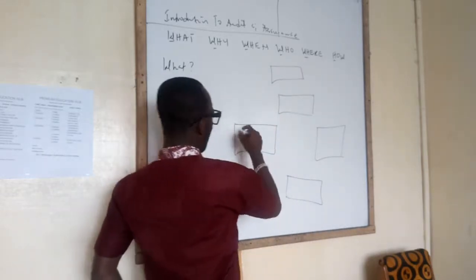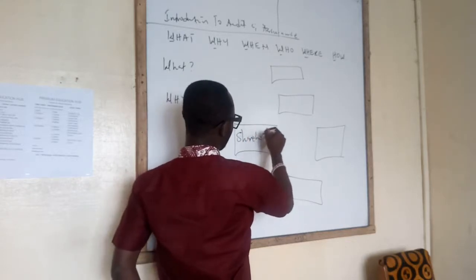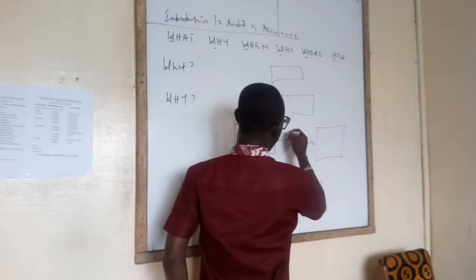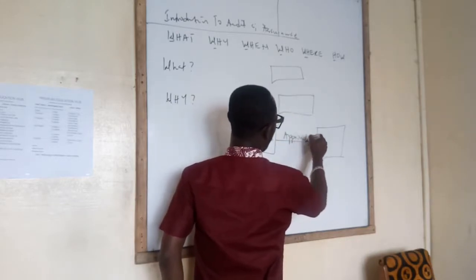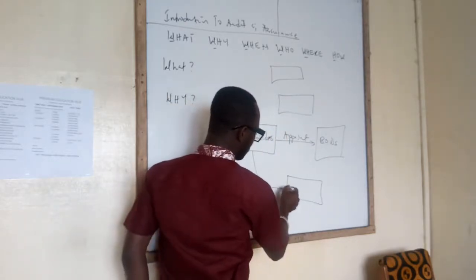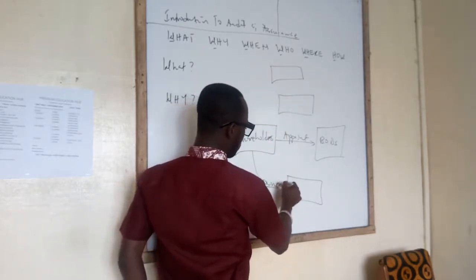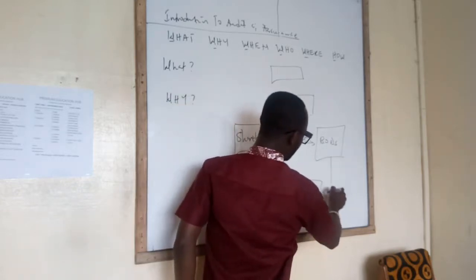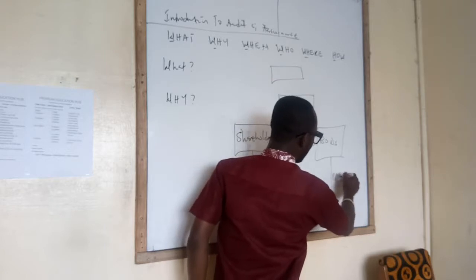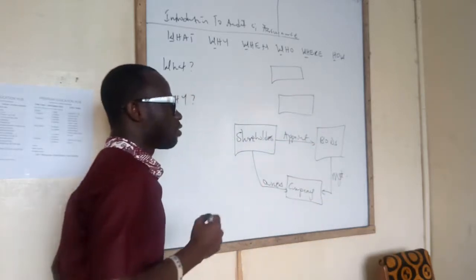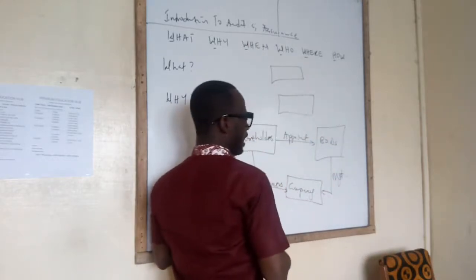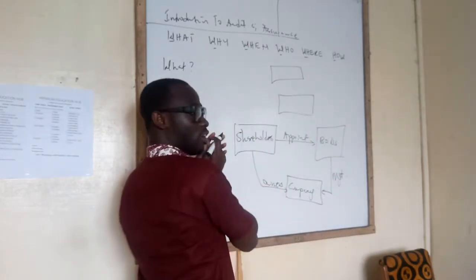So we have shareholders on one side, and they appoint a board of directors. The shareholders are the owners of the business. The board of directors are responsible for the company, to manage the business. So they are responsible for the day-to-day management of the business. But at the end of the day, they must be accountable to the shareholders.